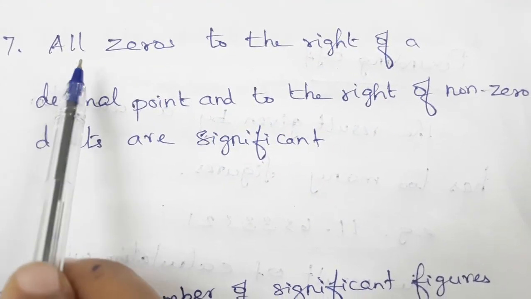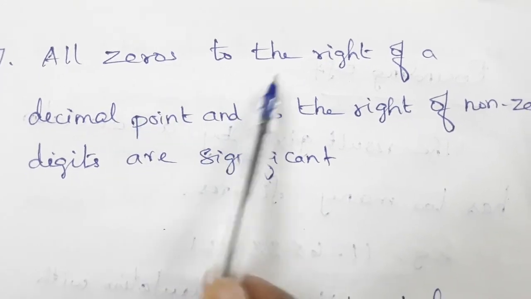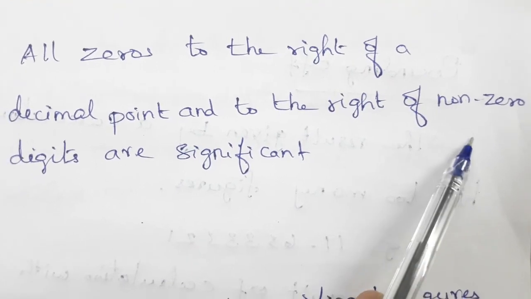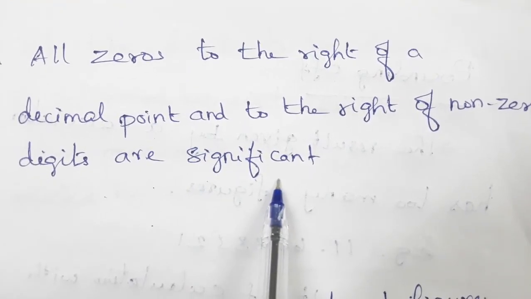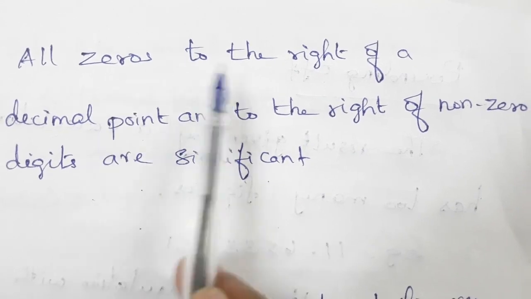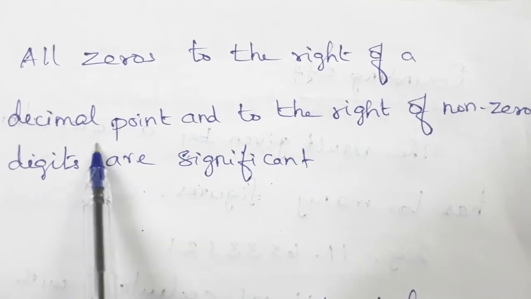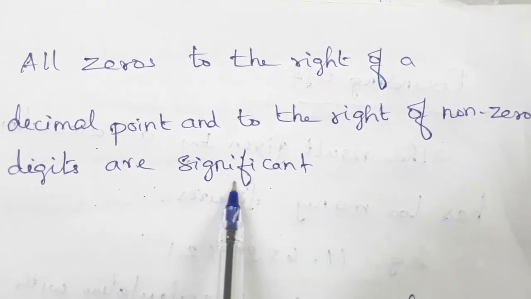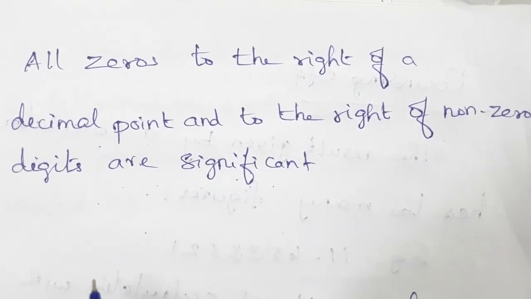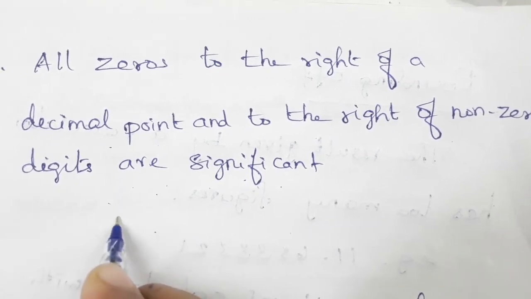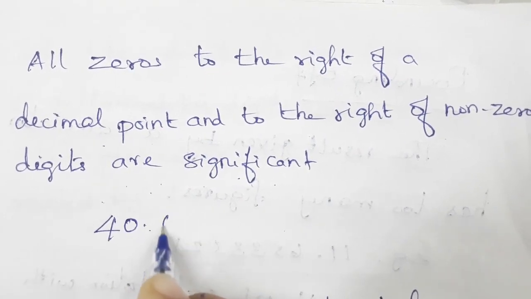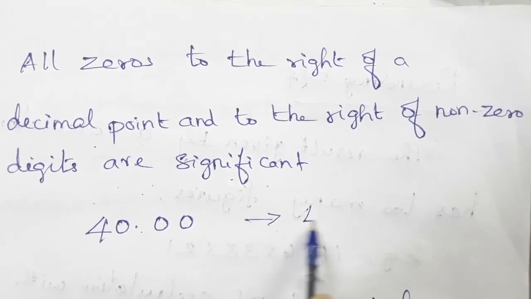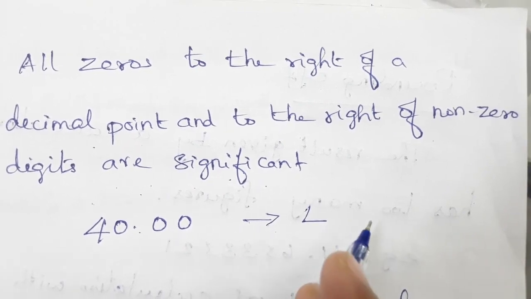The 7th rule is all zeros to the right of a decimal point and to the right of non-zero digits are significant. This comes under the number is greater than 1. For example, the number 40.00. It has how many significant figures? 4 significant figures.